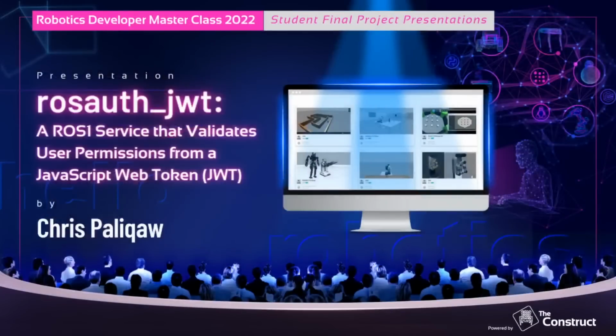So the first presentation, let me introduce it. It's going to be from Chris Paliqaw, and he's going to show us ROS1 JWT, which is a ROS1 service that validates user permissions from a JSON Web Token. That's a nice name for the title of the presentation.